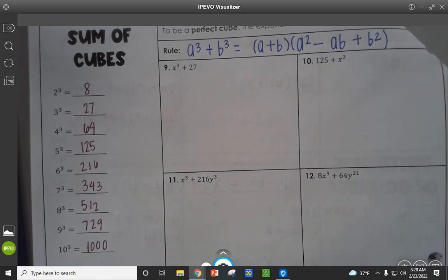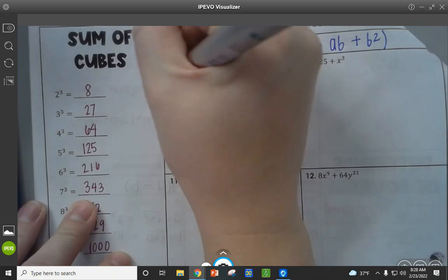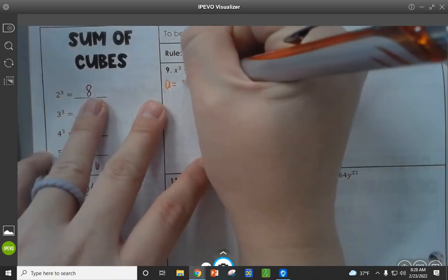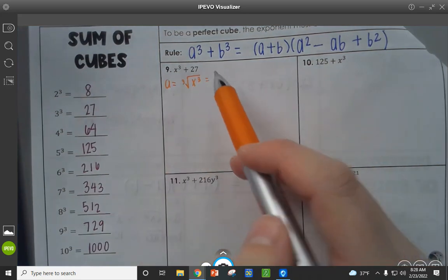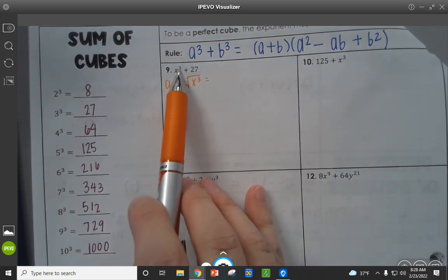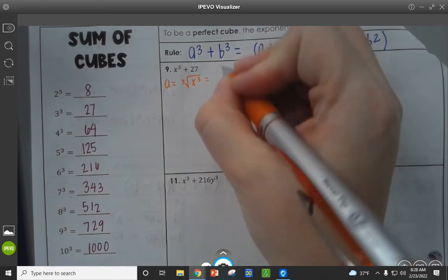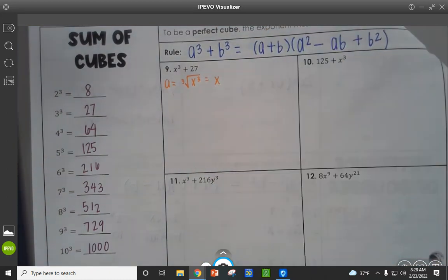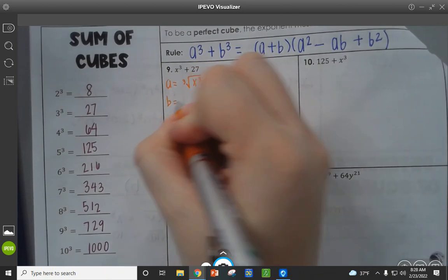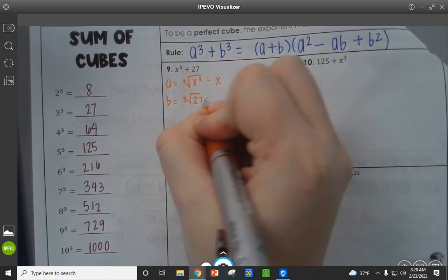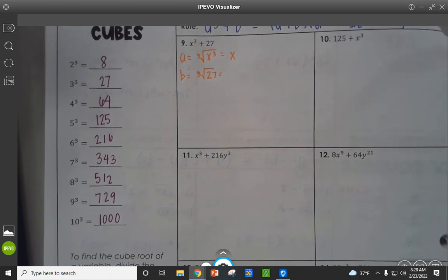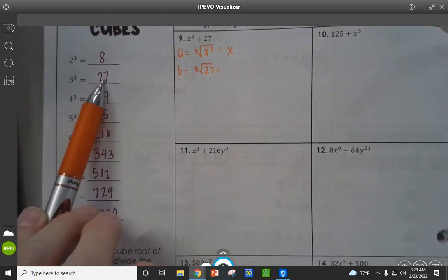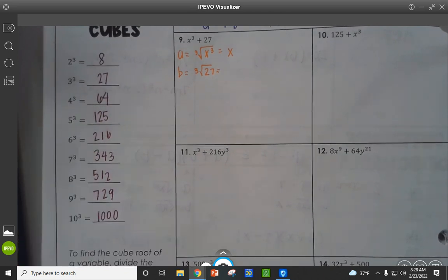So example number 9. We first need to identify the a and the b. So my a is the cubed root of x cubed. Now we're not doing square root. We're doing the cubed root of this first term. And so what is this? X. And b is the cubed root of 27, which is... look over here at your list. Here's 27. The cubed root would be 3.